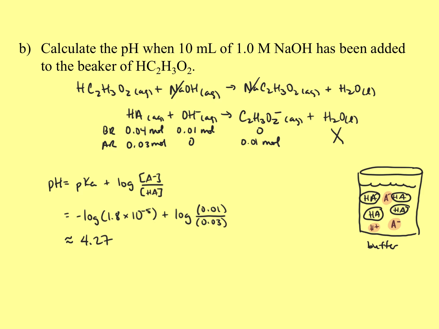So when you look at the figure here, you can see that, again, the presence of the conjugate base will make the pH a little bit higher than it would be if it was a negligible conjugate base. Okay, think about that as we do the next one.